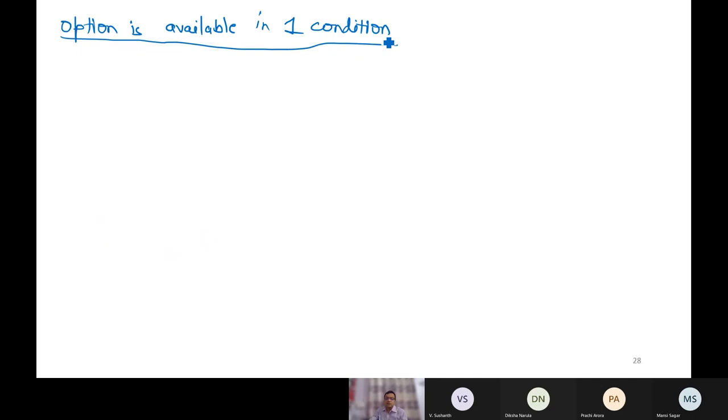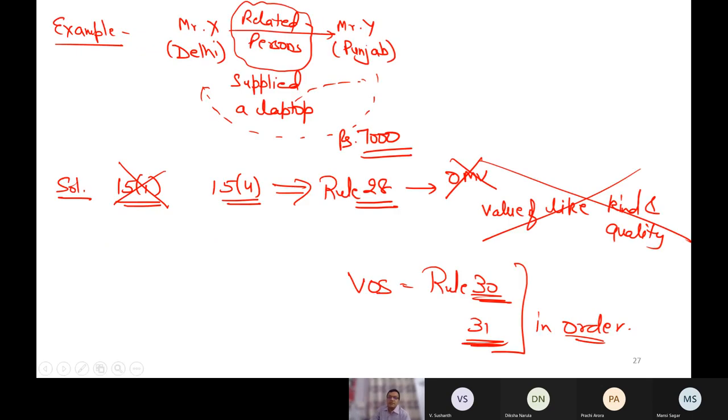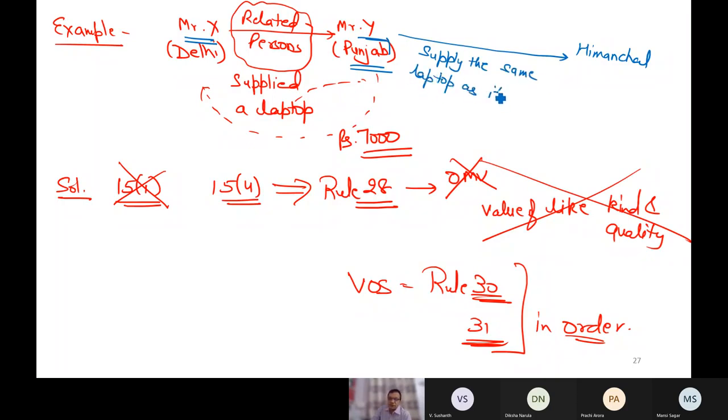For this, I need to take the help of the last example. When Mr. X was supplying a laptop to Mr. Y in Punjab, and both are related persons, suppose the Punjab person will also supply it further. In Himachal, this person will also supply it. So this Punjab person will supply the same laptop as it is, without any problem. So as it is, the same laptop will be supplied by the recipient.